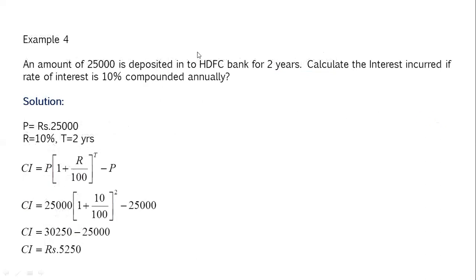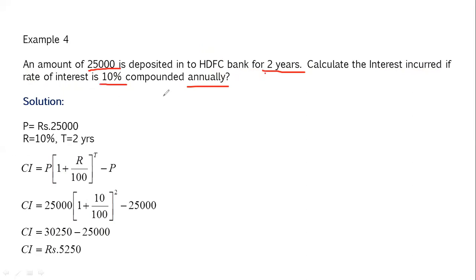Next, an amount of 25,000 is deposited into HDFC bank for 2 years. Calculate interest incurred if rate of interest is 10% compounded annually. Compounded annually. So what is capital P? 25,000. What is capital T? 2 years. And what is the rate of interest? Rate of interest is how much?